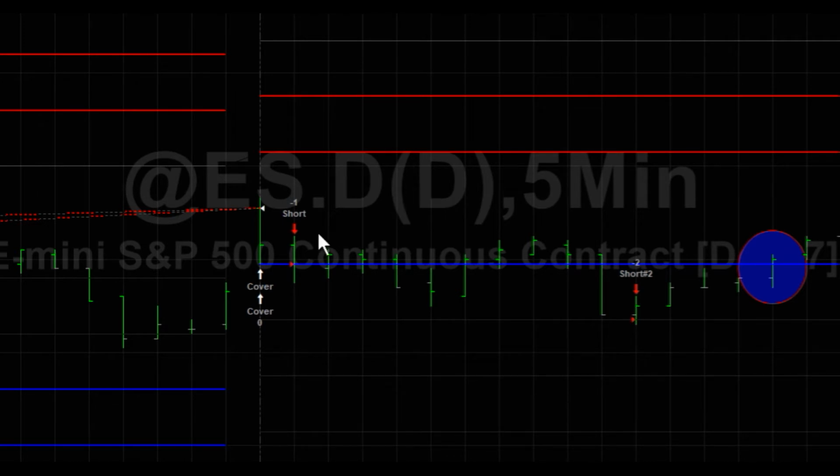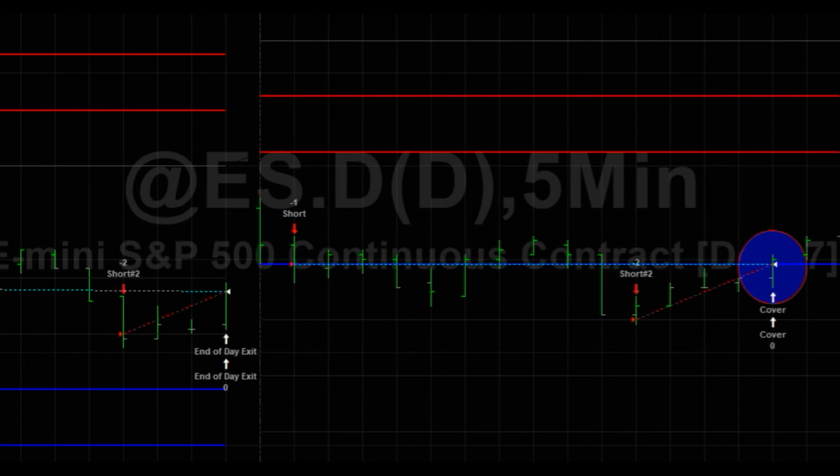So here we put a short position on. We added another position just like our instructions had informed the computer to do. And then we should have been stopped out right here. But our logic did not work, because the entry price that we're using plus 3 would be this entry price and not this entry price.